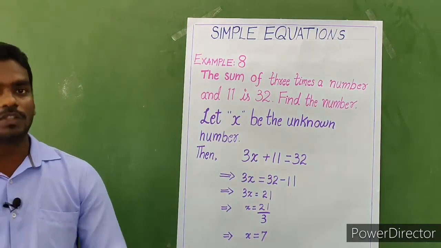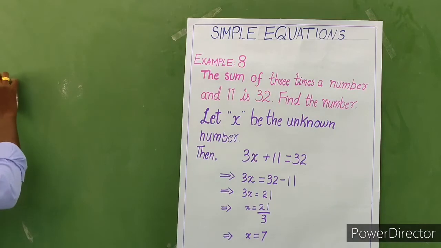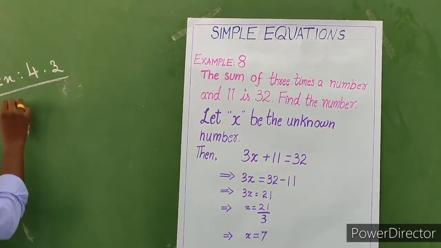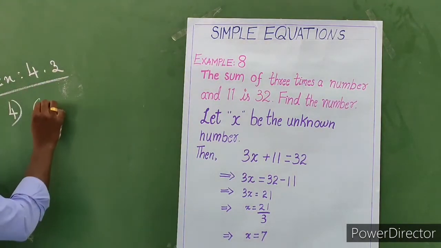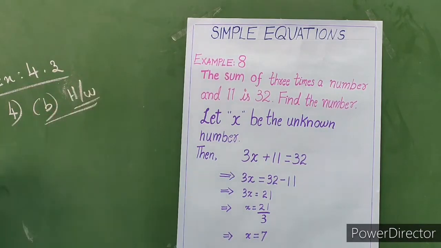Next, in your fourth pattern, your B question is your homework sums. Exercise 4.3, fourth pattern. Fourth pattern A question is finished. So your B pattern is homework. So this is your homework sum.